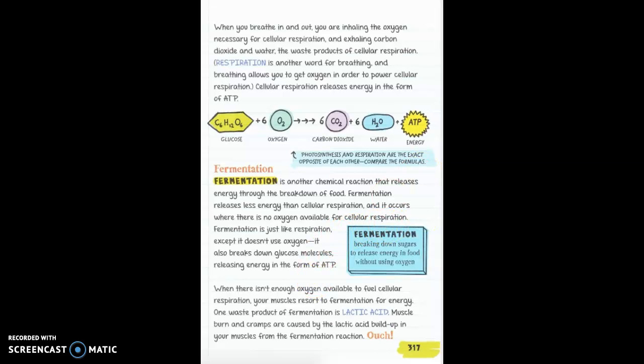When there isn't enough oxygen available to fuel cellular respiration, your muscles resort to fermentation for energy. One waste product of fermentation is lactic acid. Muscle burn and cramps are caused by the lactic acid buildup in your muscles from the fermentation reaction. Ouch. So remember, fermentation breaks down sugars and releases energy in food without using oxygen.